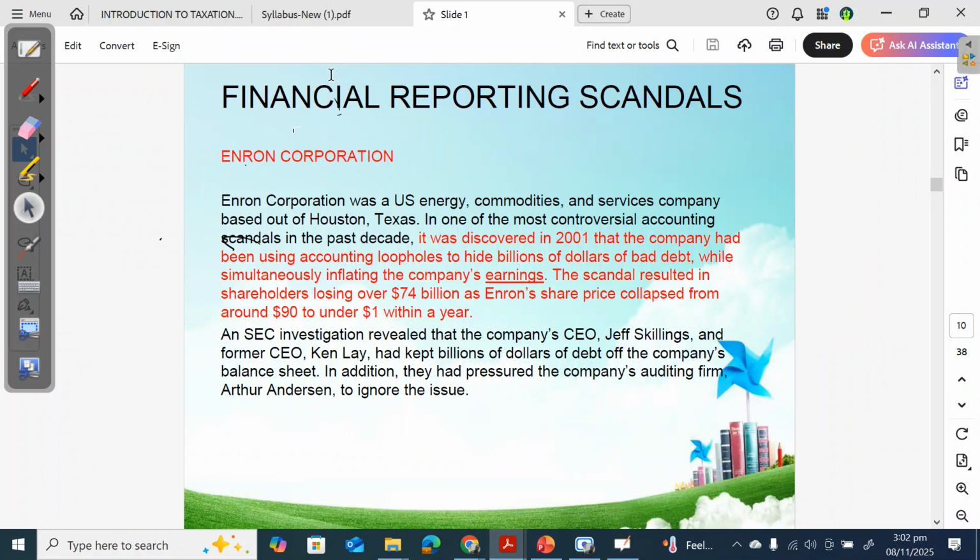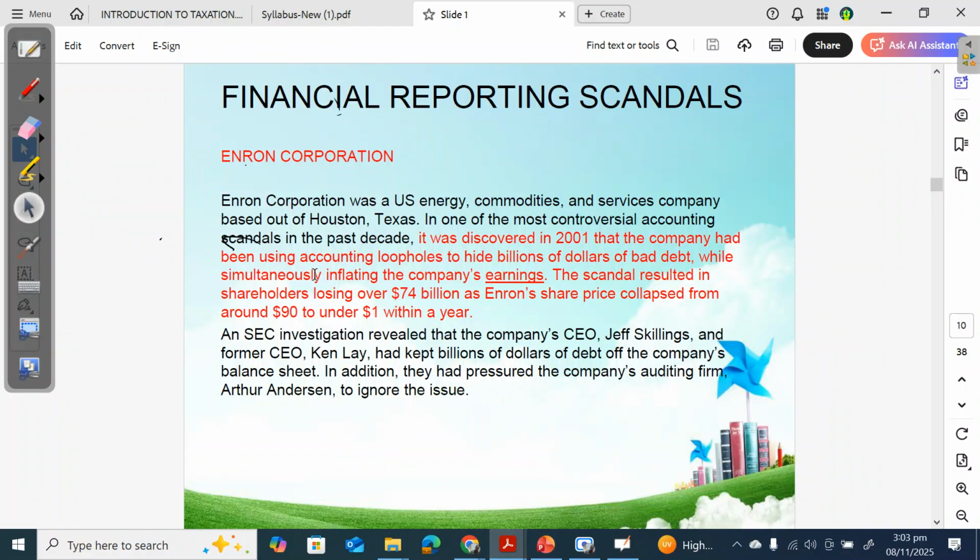And the matter came out, and it had devastating consequences. The company collapsed. Some of the CEOs were imprisoned and all that. Some of them died, and so on. But what happened? What did they do wrong?